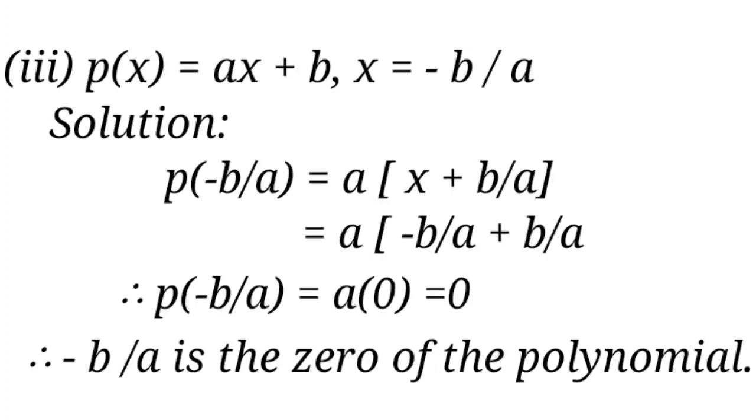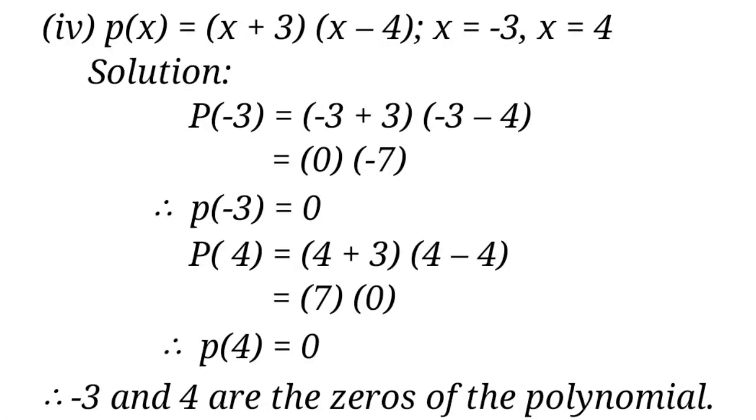Then p of minus b divided by a is equal to a into minus b divided by a plus b divided by a. Then minus b divided by a plus b divided by a cancel. Then a into 0. We get p of minus b divided by a is equal to 0. Therefore, minus b divided by a is the zero of the polynomial.